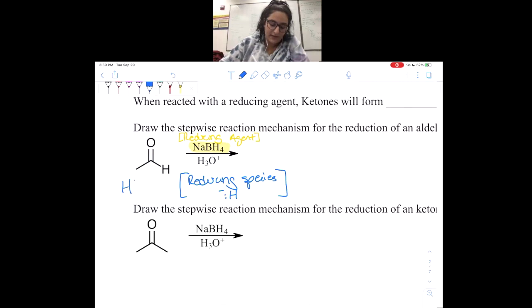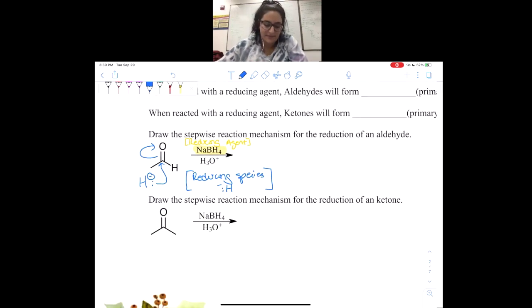And now we know that it will act like a nucleophile, so it's going to attack our electrophilic carbon. We're going to kick those electrons up to the oxygen. And now we have oxygen with an extra pair of electrons, therefore it has a negative charge. And we add our hydrogen here.